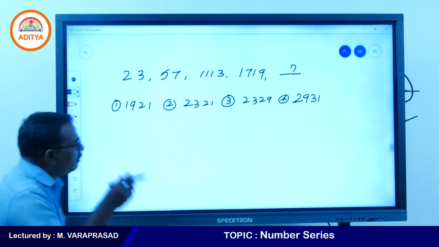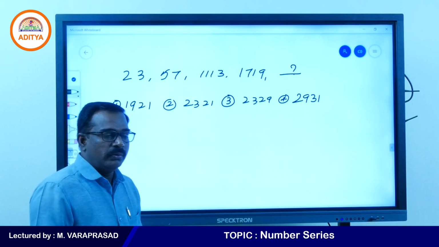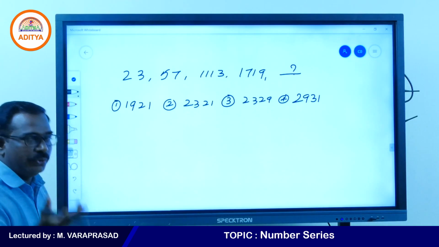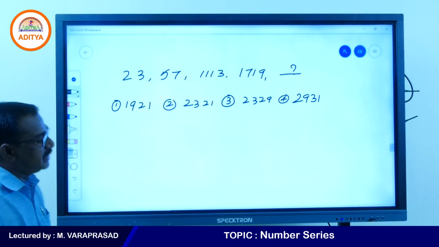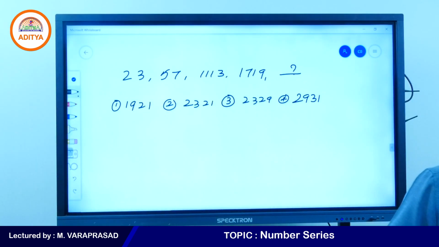A series of numbers is given here with a particular logic, pattern, or rule. Sometimes they will give prime numbers, sometimes squares, sometimes cubes. What answer will you get? Let me know what answer you get here. Very good. What is the answer for this question?